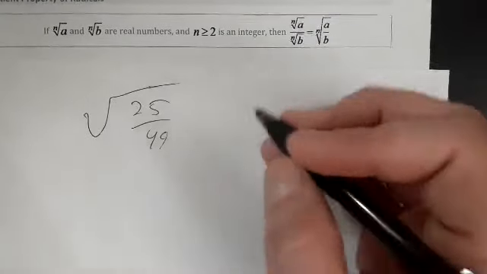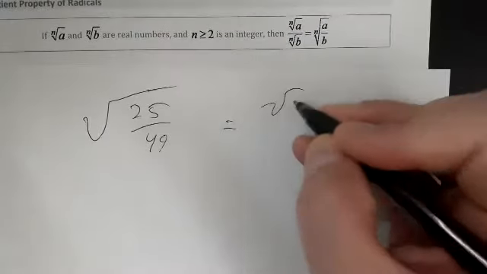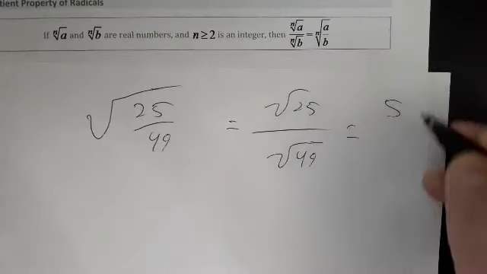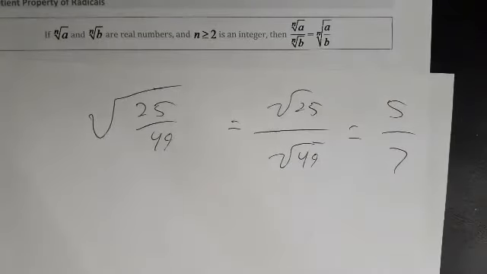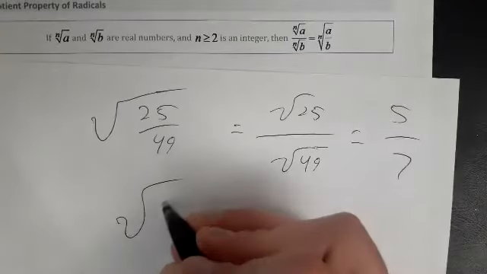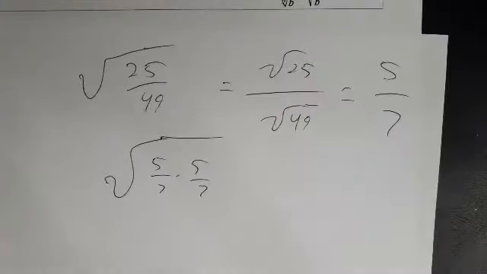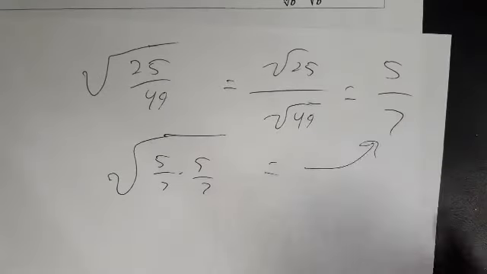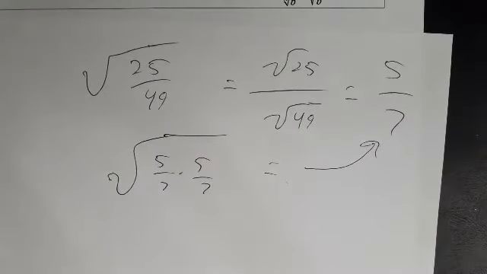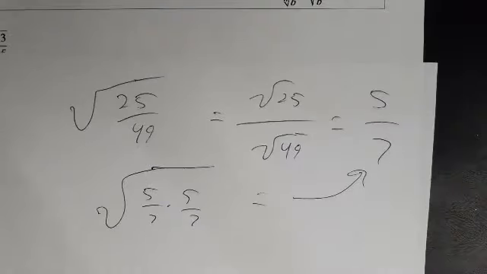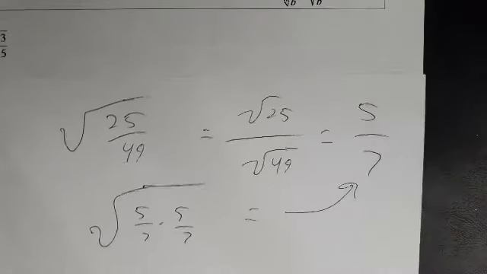If we have a square root of 25 over 49, we can look at that as the square root of 25 over the square root of 49. We could look at that as 5/7. Or we could look at this separately as two separate fractions. Either way, you should be getting 5/7 out of this thing. So we can distribute that radical across the numerator and denominator if it's a fraction.